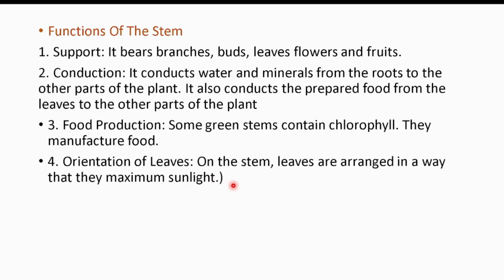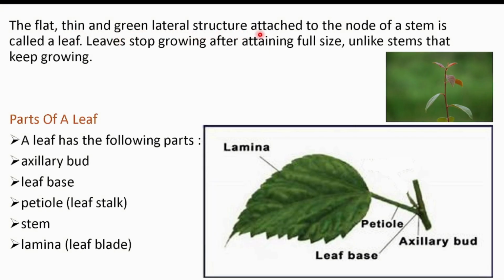The flat, thin and green lateral structure attached to the node of a stem is called a leaf. Leaf stops growing after attaining full size, unlike stems that keep growing.